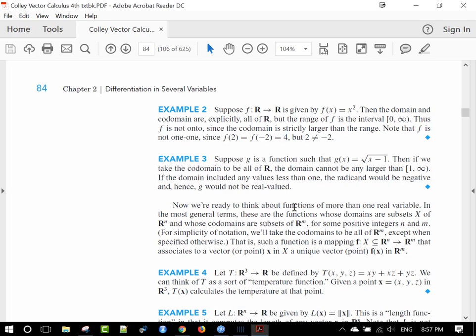Okay, now we're ready to think of functions of more than one real variable. So we can talk about functions from vectors in an n-dimensional space getting mapped to vectors. We said in class that when this is more than just R, so if it's R2 or R3 or anything, then we capitalize this.